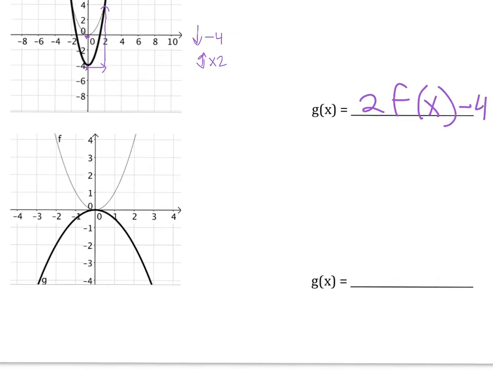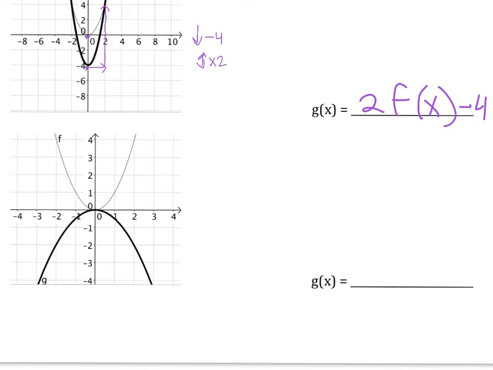Next one, we have sort of a different set of axes. We've got a single unit per grid square. Parent function, over 1, up 1, over 2, up 4. The transform function is upside down, so right away I know it's going to be negative f of x. But it also has a vertical stretch going on.